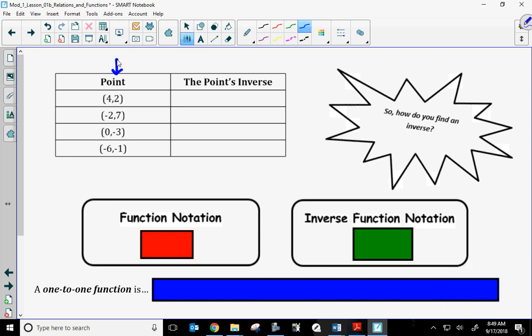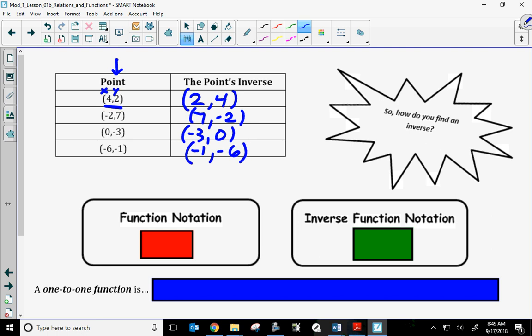If I want to know a point inverse, I literally take my x and my y and I swap them. It becomes 2, 4. You do not have to swap them and negate them. No, just flip them. The x becomes y and the y becomes x. All right, so here we got 7, -2, -3, 0, and -1, -6. These are the point inverses.